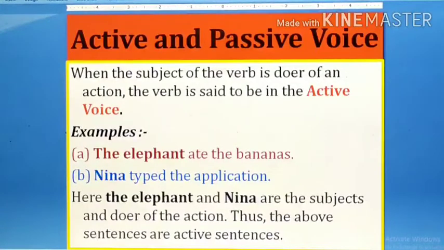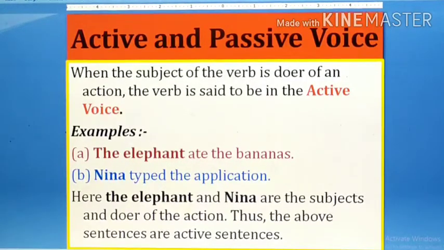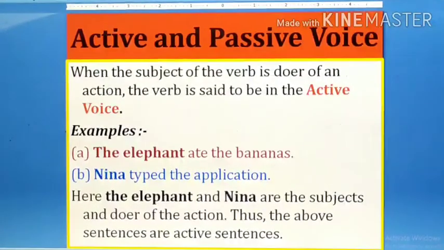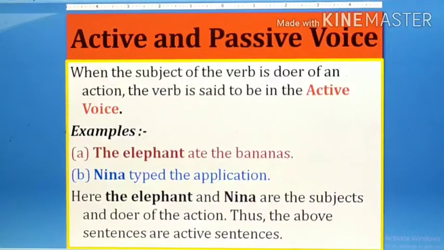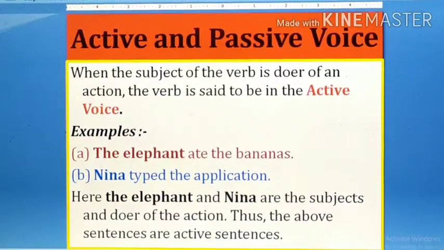Means Nina is the subject, that means the person who is doing the action, that is the doer. Typed is the verb and the application is the object. Means when the action is done by the subject and it is being received by the object, means an object is there in the sentence, then it is called the active voice. Here the elephant and Nina are the subjects and doers of the action. Thus the above sentences are active sentences.